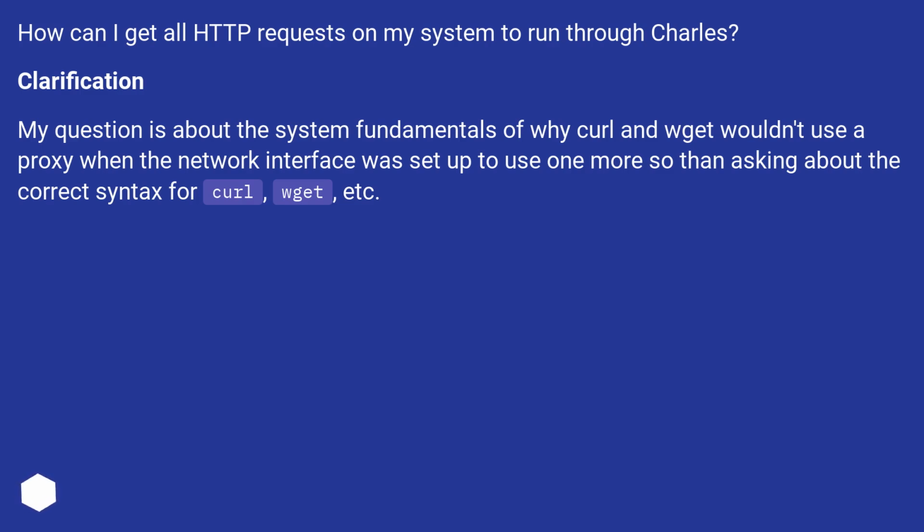Clarification. My question is about the system fundamentals of why curl and wget wouldn't use a proxy when the network interface was set up to use one, more so than asking about the correct syntax for curl, wget, etc.